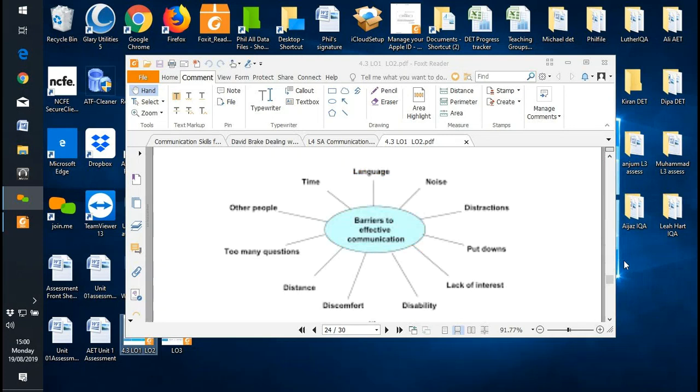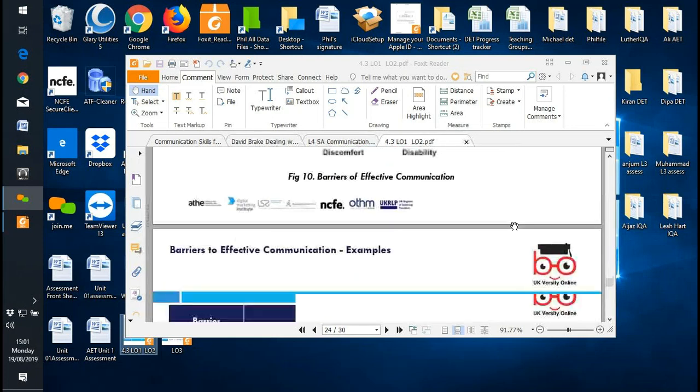So there are a whole host of barriers to communication, or effective communication. Language, noise, that's background noise, distractions, put downs, people actually saying things that really weren't necessary, lack of interest, somebody not really interested in listening to what's got to be said. Some people with a disability may have a hearing or sight impairment that makes receiving messages more difficult. Discomfort, not being in a place to actually receive the message. Distance sometimes can not improve things. Too many questions being asked backwards and forwards. Other people involved and the time it takes to actually deliver the message. So we'll go through those one at a time.